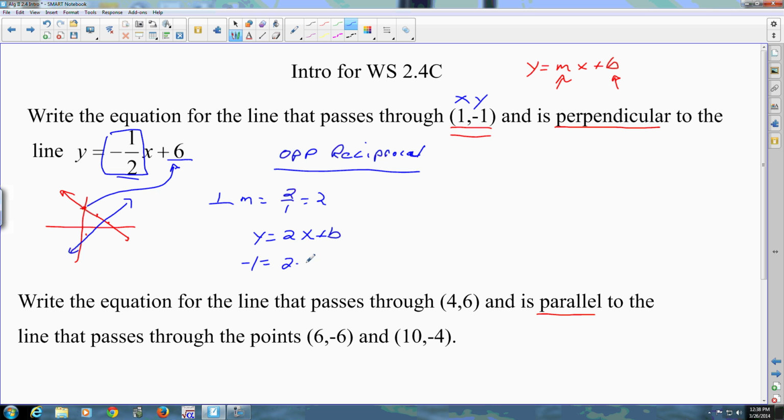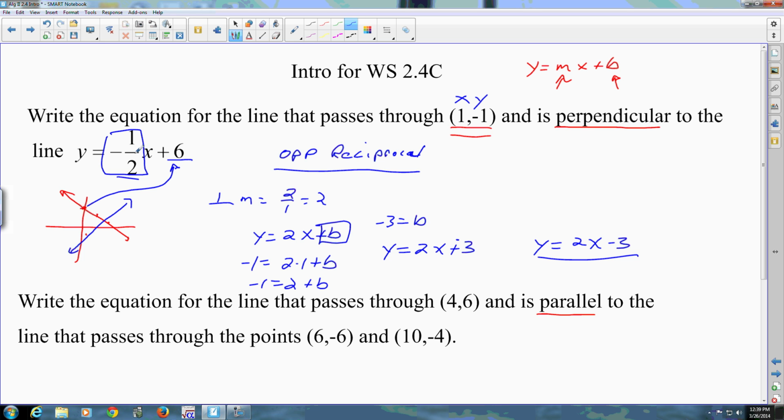-1 is equal to 2 times 1 plus b. That's -1 is 2 plus b. Subtract the 2 to the other side, and you have -3 is equal to b. Now you fill in what b is worth, and you write the new equation. y is equal to 2x plus, whoops, I lost the negative, minus 3, or better yet, y = 2x - 3. Okay? So the first thing, you don't have to graph to do this.